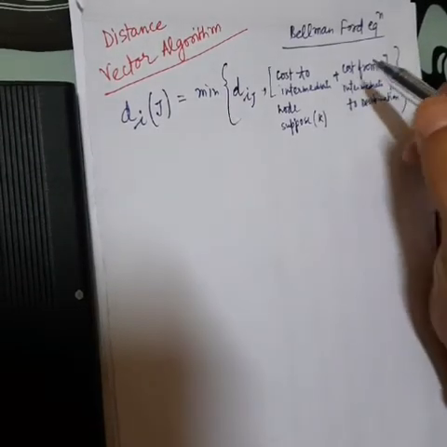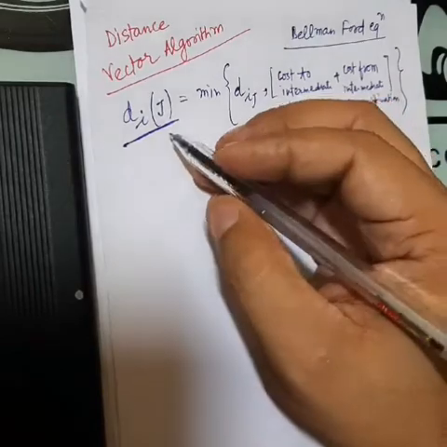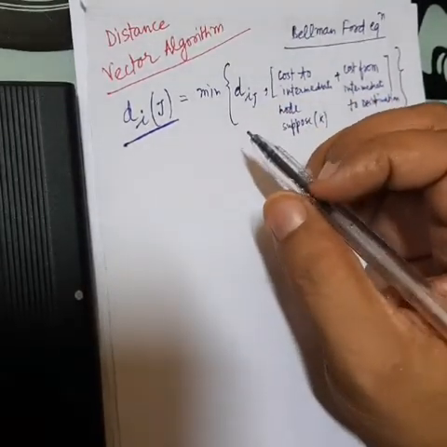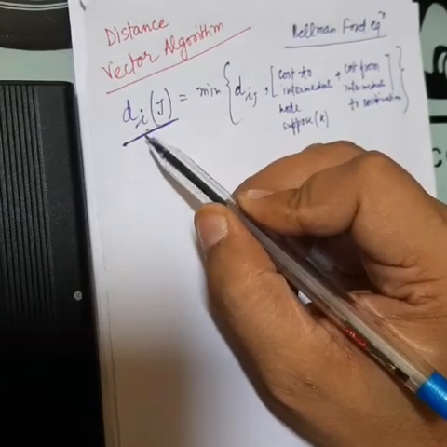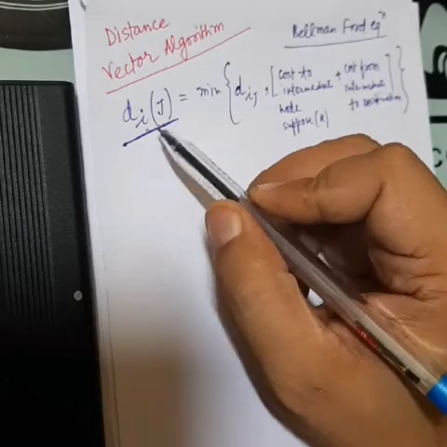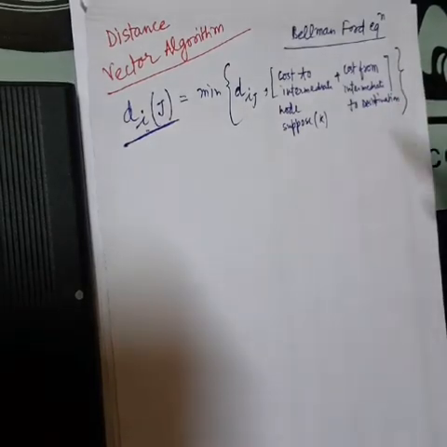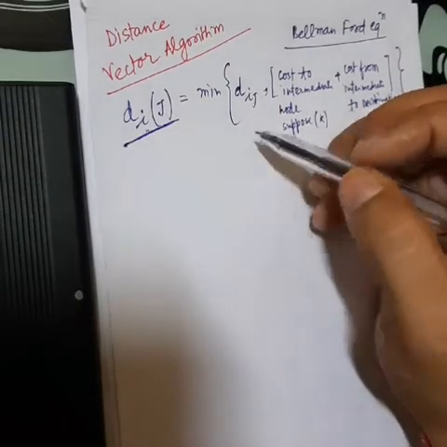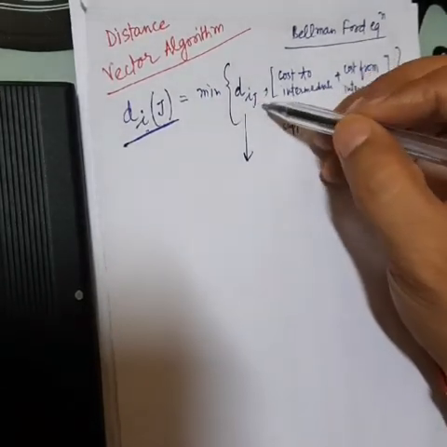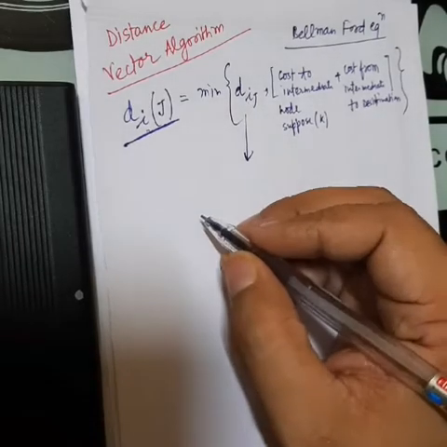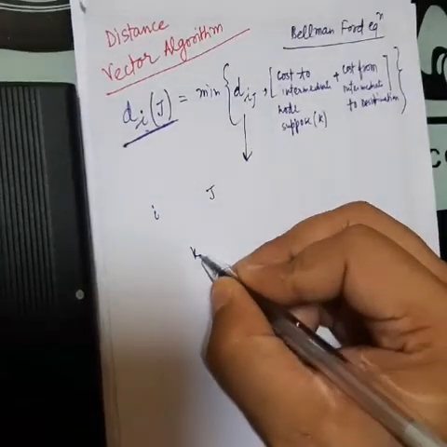So this is the Bellman-Ford equation, which is the calculation of least cost. For calculating the least cost between i and j, where i is the source at a particular time and j is the destination at a particular point, the Bellman-Ford equation is written in this manner, where this is the direct cost between i and j. So we take an example. Suppose that this is i, this is j, and this is k.